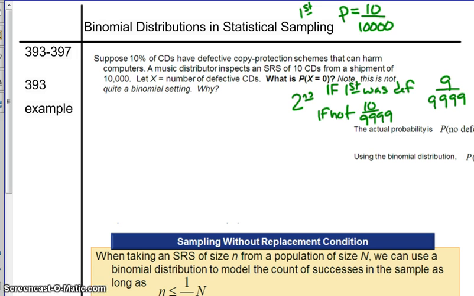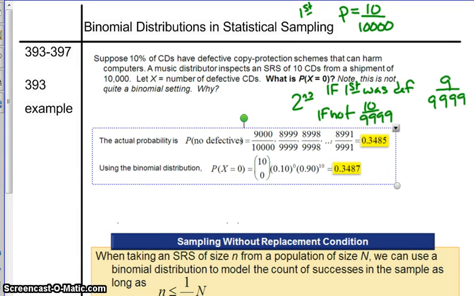but the probabilities are so very close that we're going to be able to use some of these properties of binomial distribution anyway. So here's what they talk about. They bring it in.